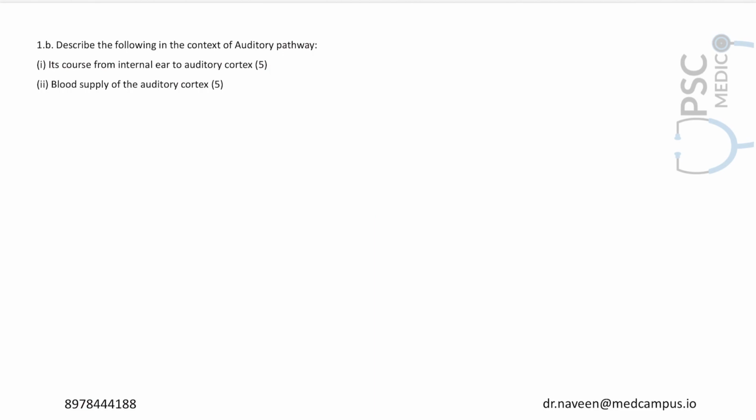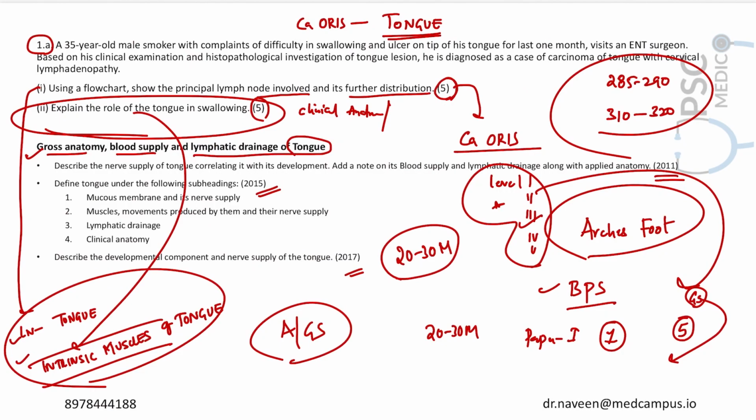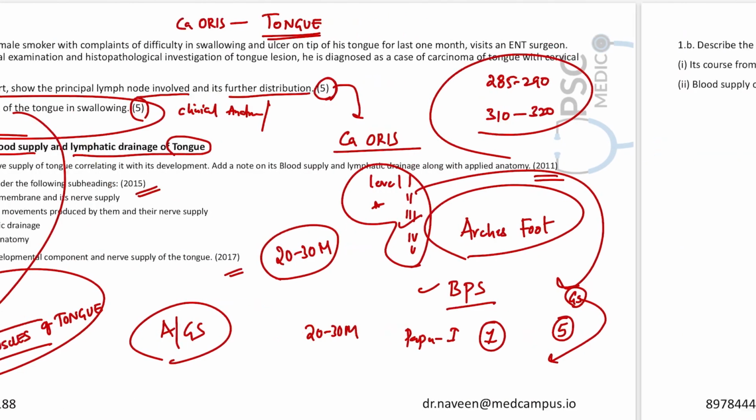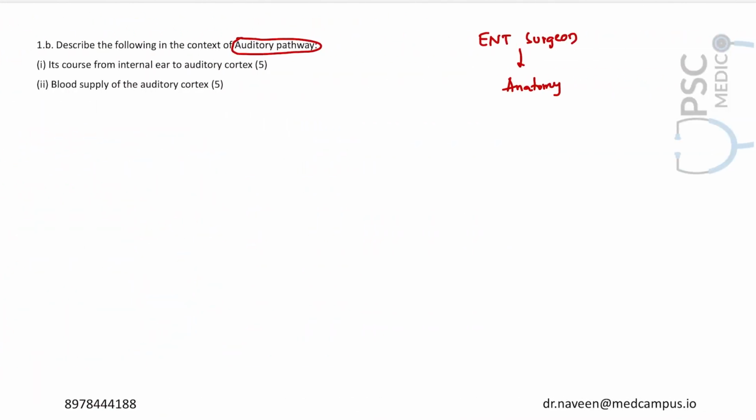Now, describe the following in the context of the auditory pathway. I feel like the question paper is set up by an ENT surgeon this time. Maybe an ENT surgeon was asked to give you an anatomy paper, so that's why he is stressing two things. One is the oral cavity and the other is the auditory pathway. Yes, the auditory pathway is there in the syllabus.